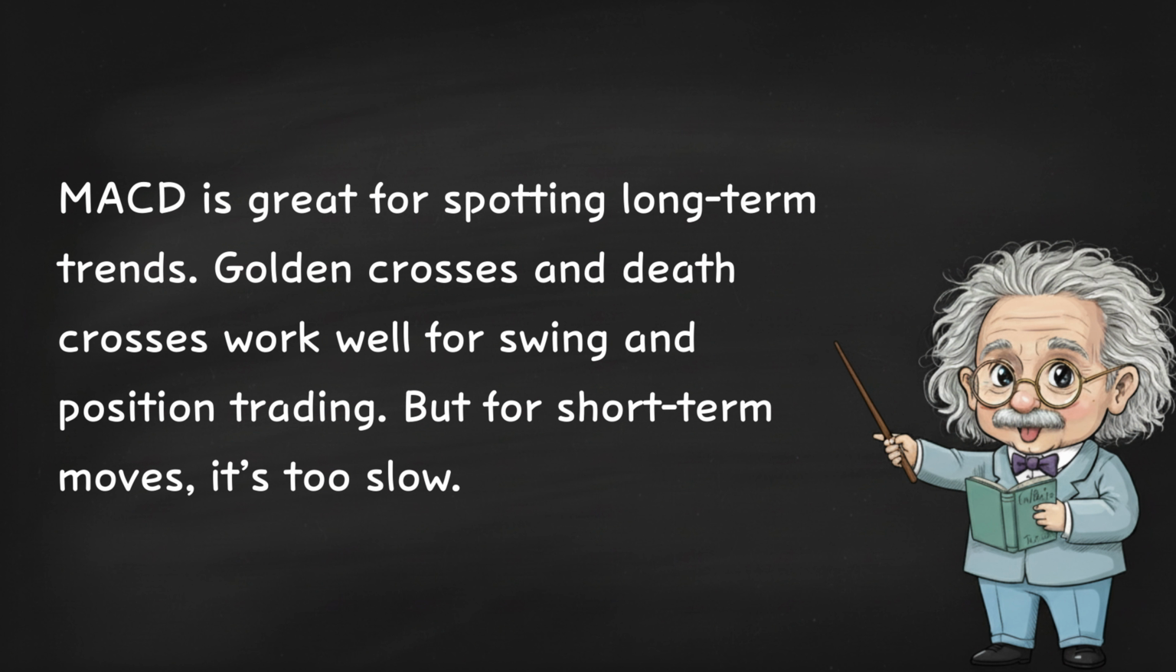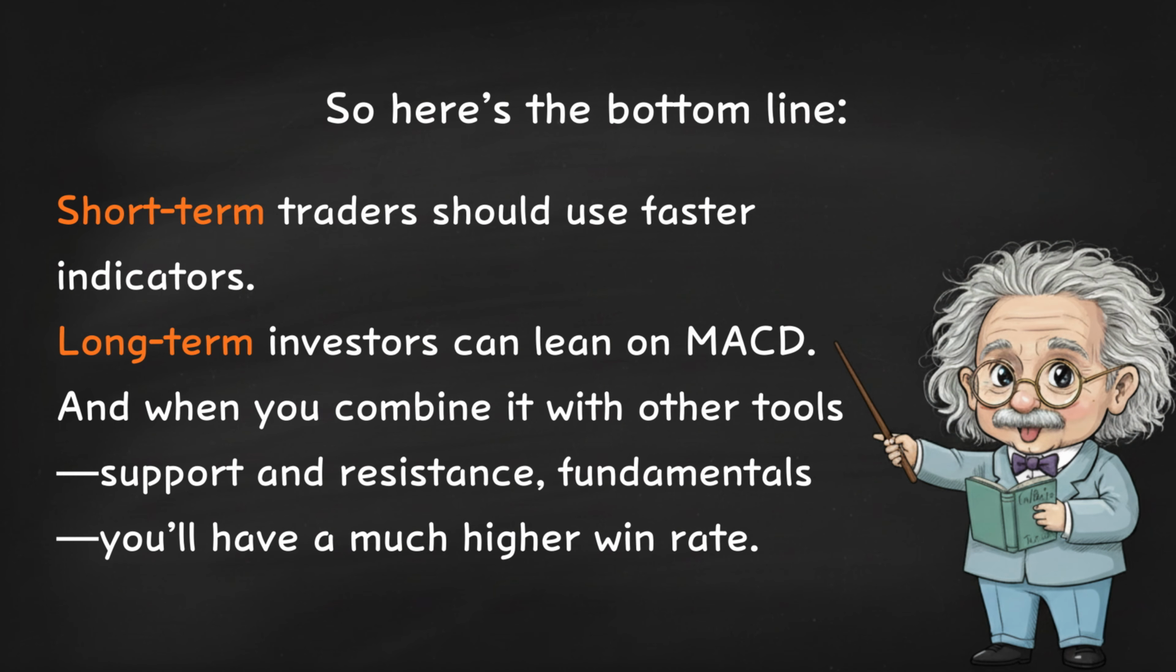MACD is great for spotting long-term trends. Golden crosses and death crosses work well for swing and position trading. But for short-term moves, it's too slow. So here's the bottom line. Short-term traders should use faster indicators. Long-term investors can lean on MACD. And when you combine it with other tools, support and resistance, fundamentals, you'll have a much higher win rate.